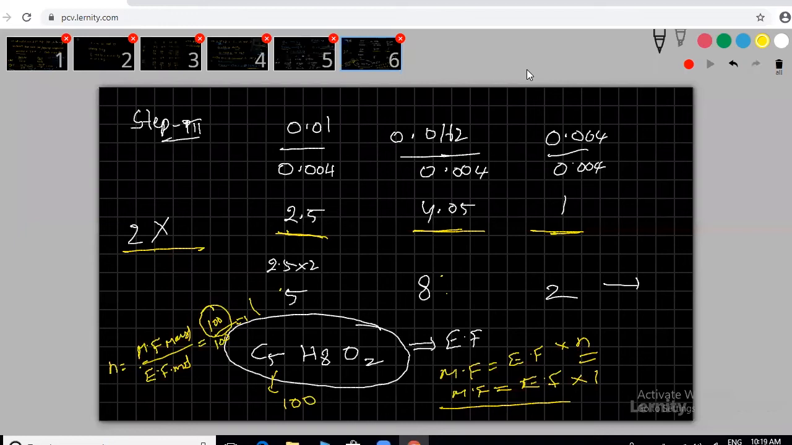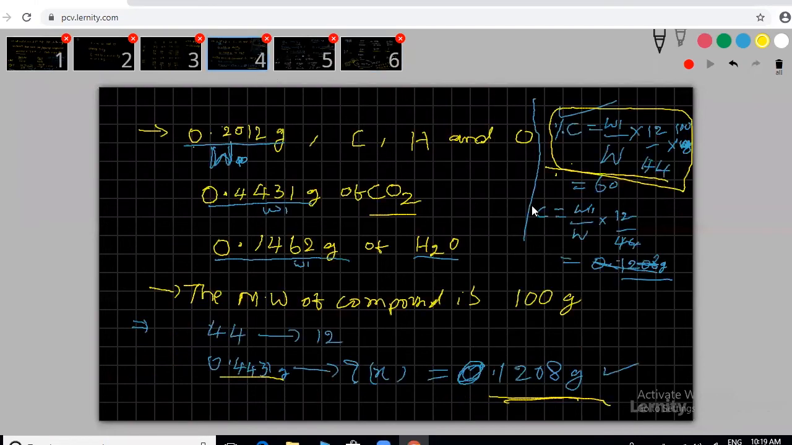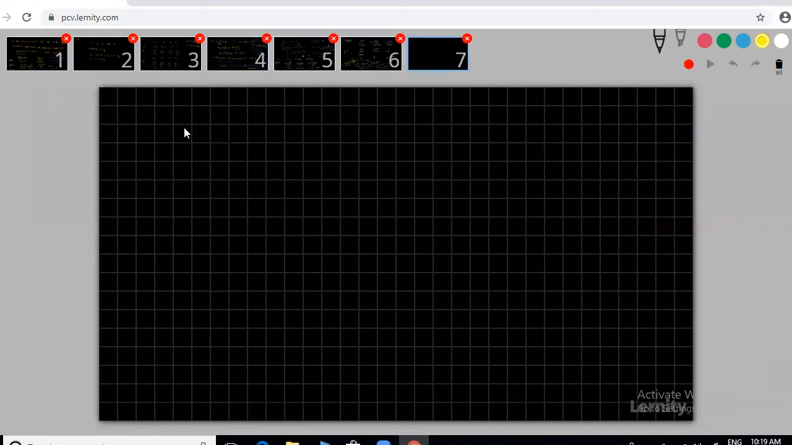W means the total mass of the organic compound. Clear? And W1 means the weight of CO2 we are getting. That's the formula here. Suppose W grams of an organic compound is converted with oxygen and we get CO2 plus H2O. Assume the CO2 is W1 grams, and the compound is W grams.